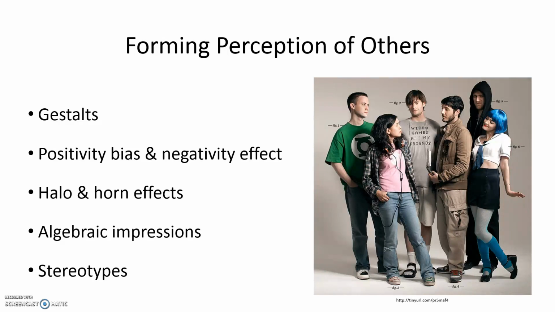A gestalt is just that, how we form first impressions of people. Now, our gestalts are usually quite positive. When you meet somebody for the very first time, you want to see the good in them, therefore you have a positivity bias.